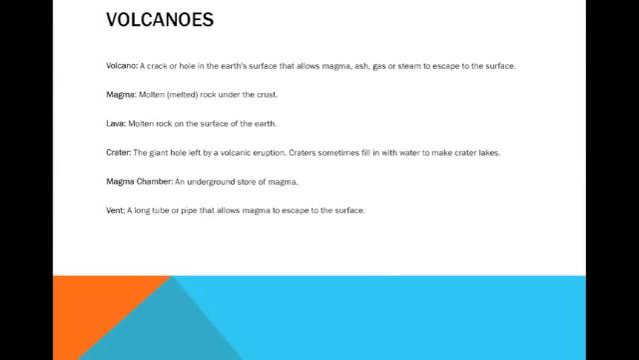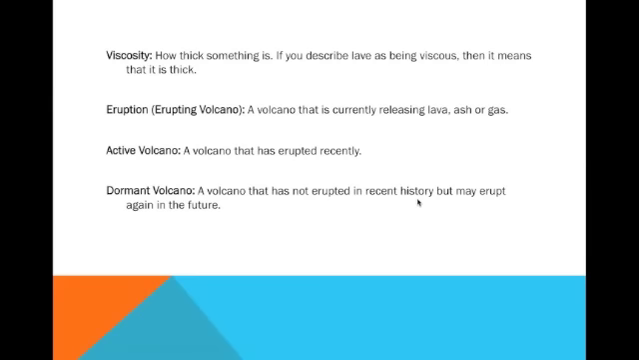Crater. This is a giant hole left by a volcanic eruption. Craters sometimes fill with water to make crater lakes. Magma chamber. An underground store of magma. A vent. This is a long tube or pipe that allows magma to escape the surface. Viscosity. This is how thick something is. If you describe lava as being viscous, then it means it is thick, so it's not super liquidy.